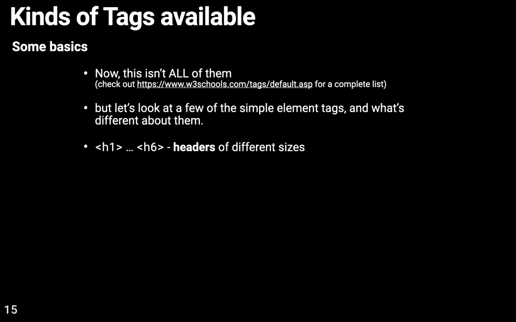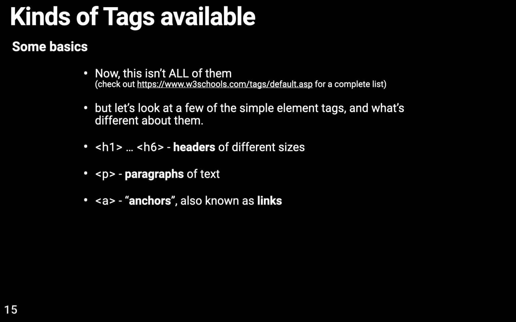So H1 through H6, these are headers of different sizes. So you want to have a large header, you might want to have a slightly smaller header, that kind of stuff. Basic stuff like you might do in a Word document, right? P is for paragraphs of text. Long form text is stored in the P paragraph objects.